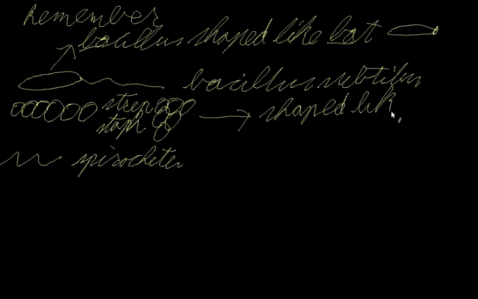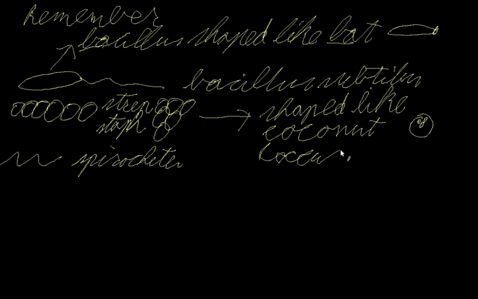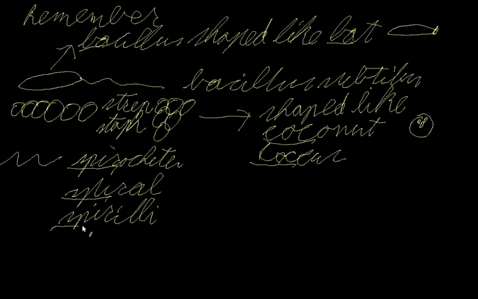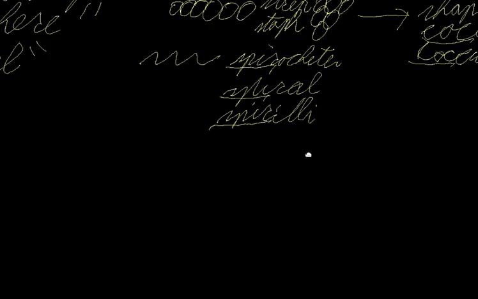I remembered Coccus and Cocci because it kind of sounds like coconut, and it also has the same shape. The COC at the beginning of Coccus, Cocci, and coconut helped me to remember that's a spherical shape, or shaped like a basketball. Spirochetes, spirals, Spirilli, they all have the spir at the beginning, and that's how I remembered that as well. So I remembered it based on how their words were pronounced and structured.